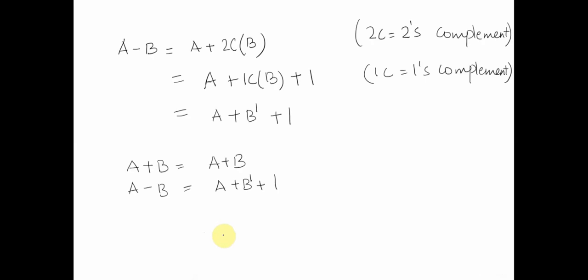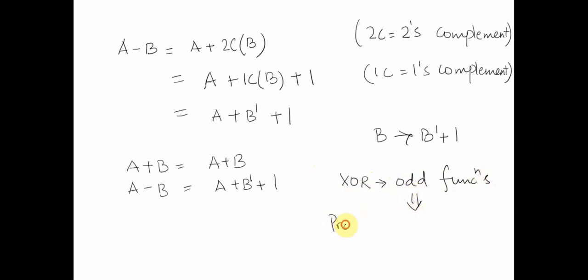Can I obtain a subtractor using an adder circuit? Can I put some logic somewhere so that my b is converted into b bar plus 1? As we spoke about XOR gates, the XOR gate would come to our rescue over here. We said XOR gates are like odd functions. One of the other uses of the XOR function is that they can act as programmable inverters.